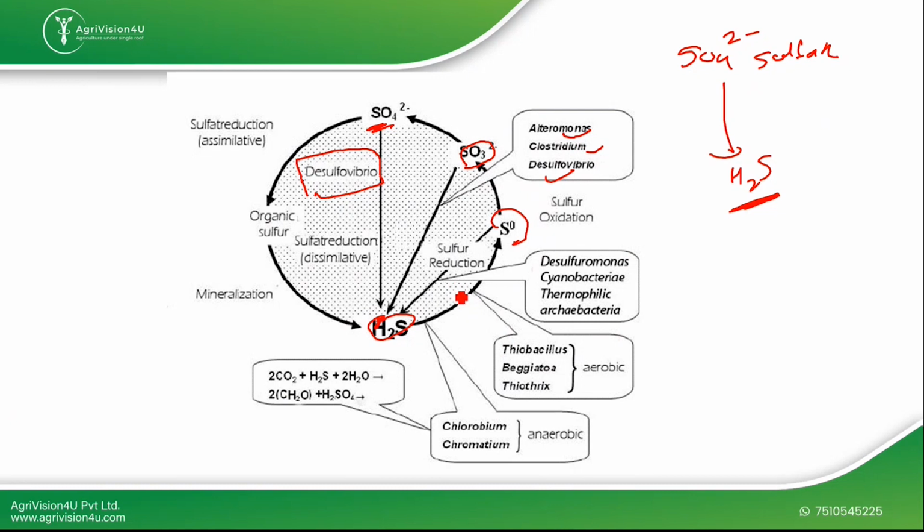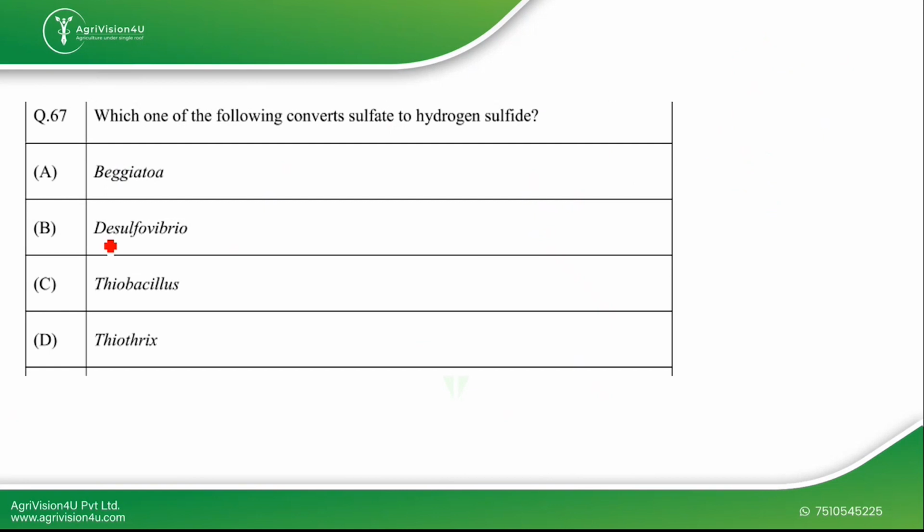Suppose it was sulfur reduction from S naught to H2S, then the bacteria can be Desulfuromonas, cyanobacteria, thermophilic archaebacteria. And Thiobacillus would be there, which are aerobic, for the step from H2S to S naught. So according to the step that happens in the sulfur cycle, your bacterial species will vary. For this question, the correct answer is Desulfovibrio, that is option B.